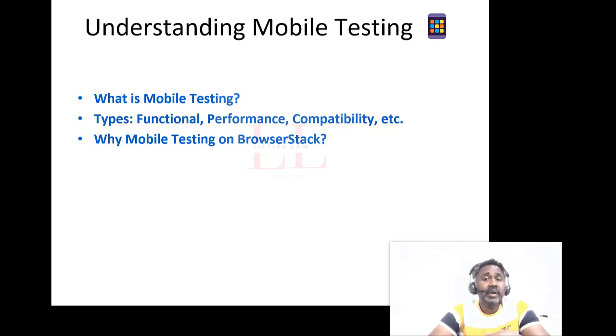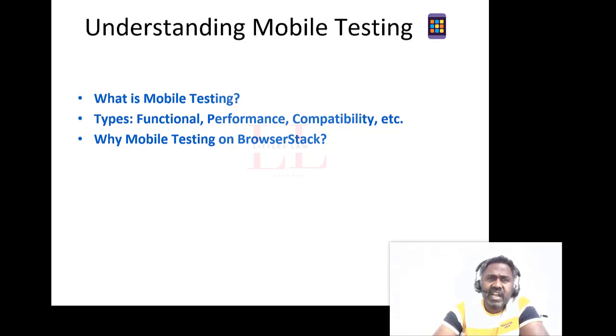Additionally, mobile testing covers various aspects like functional testing, where we check whether the app works as expected. We check for performance testing, where we see if the app is fast and responsive under heavy usage. We also check for usability testing, where we see if the app is user friendly and intuitive. And we check for security testing, where we see whether the user data or transactions are protected. And we do check for compatibility testing, where we see whether the app works on different devices and operating systems.